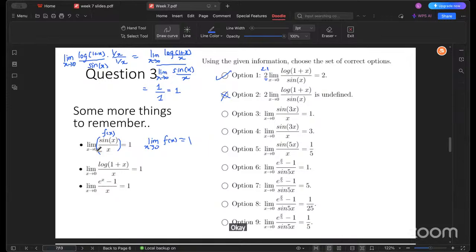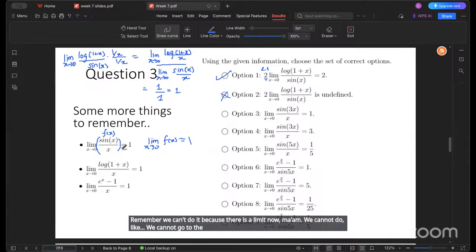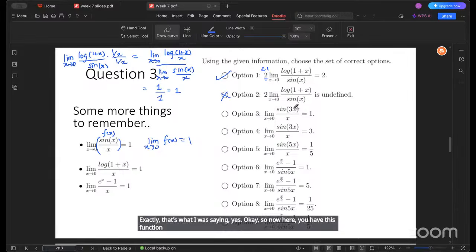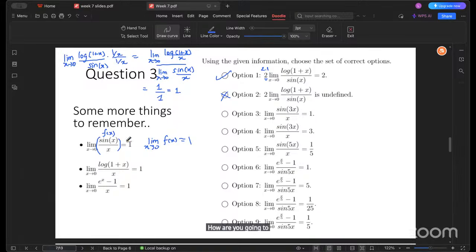Okay, fine. So the next question is about sin. Ma'am, we can't do it because there is a limit, na ma'am. We cannot let x go and multiply by 1 because there is a limit. Exactly, that's what I was saying. Okay, so now here you have this function as your f. How are you going to make it look like this?